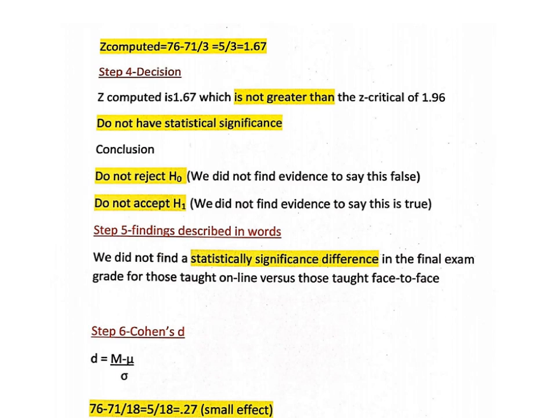So your conclusion would be that you do not reject the null hypothesis. You do not find any evidence to say that this statement, that mu is equal to 71, is false. And you cannot accept the alternative hypothesis because you do not find any evidence to say that mu does not equal 71 is true. So to describe this in words, we would simply say we did not find a statistically significant difference in the final exam grade for those taught online versus those taught face-to-face. So there does not appear to be any difference in grades for online versus face-to-face.